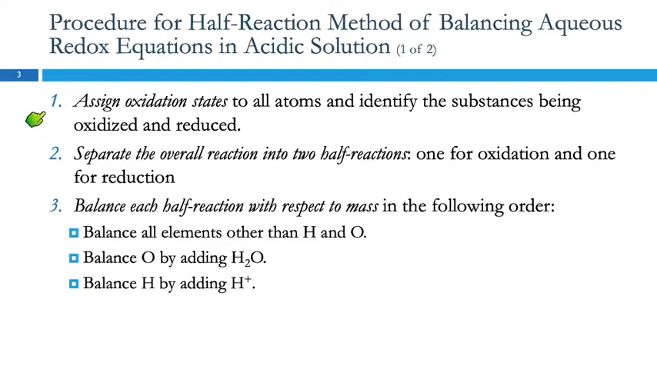The first step of assigning oxidation states and identifying the things that are being oxidized and reduced, that's a good idea, but it's not absolutely necessary. So we can start at step 2: separate the overall reaction into two half reactions, and balance each half reaction with respect to mass. We're going to balance everything besides hydrogen and oxygen first. Then we balance oxygen by adding water, and we'll balance the hydrogen by adding H+.